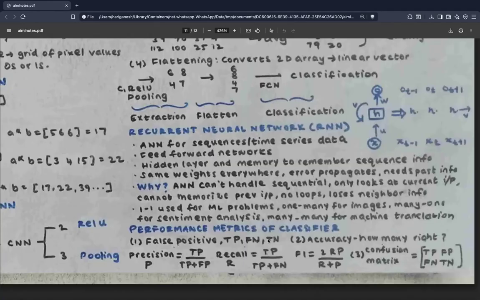Performance metrics of a classifier. So false positive, false negative, true negative are some of the metrics. Accuracy is basically how many are correct. Precision is TP by TP plus FP.